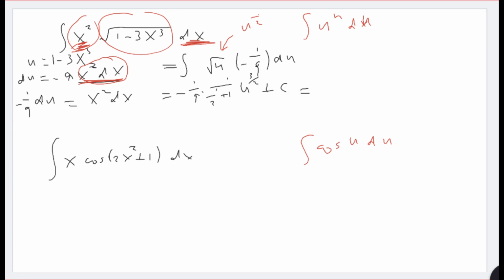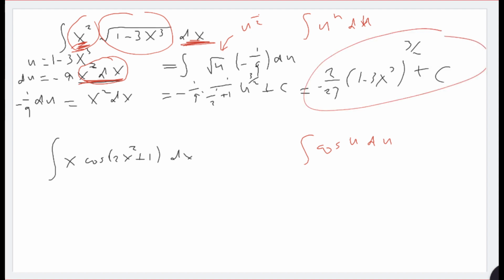And then you continue to simplify. 1 half plus 1 is 3 halves. Flip is 2 over 3, so it will be negative 2 over 27. The u replaced by 1 minus 3x to the third power, to the 3 over 2, plus c. Alright, this is the final answer. Okay, so in the two parts, just the integrand, that's more complicated. Let's see the next integral.